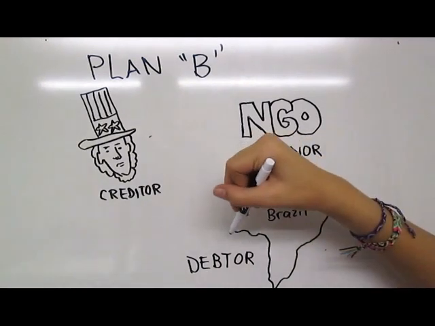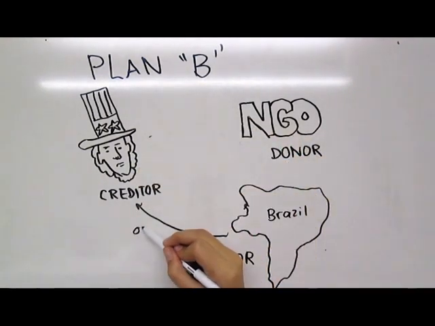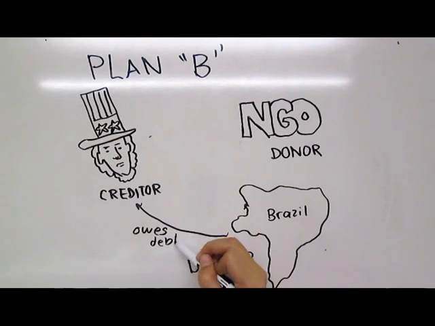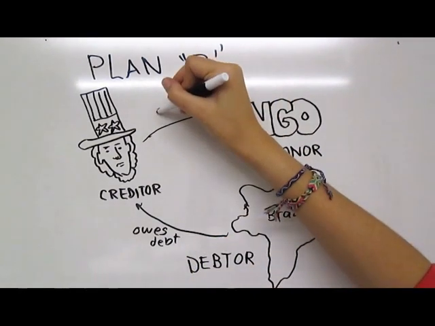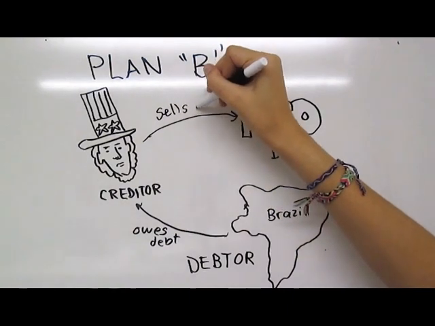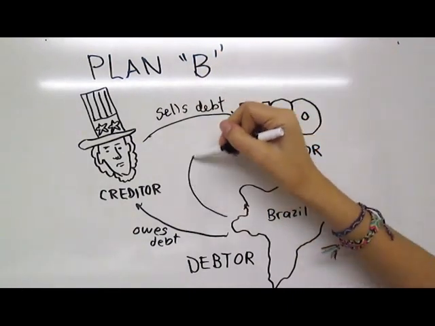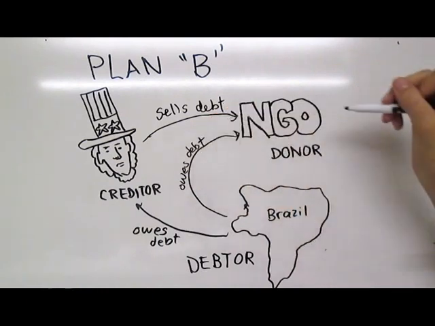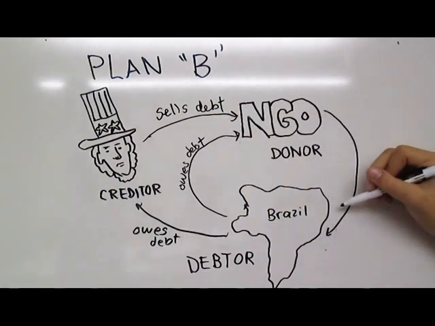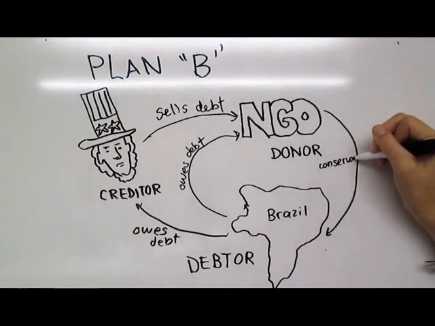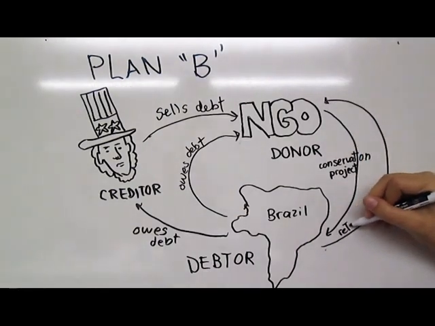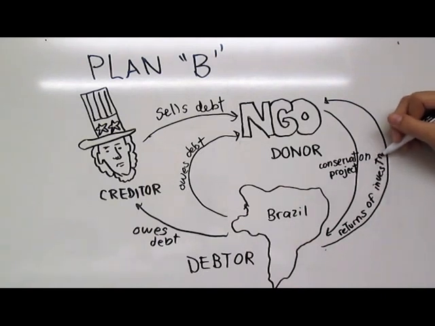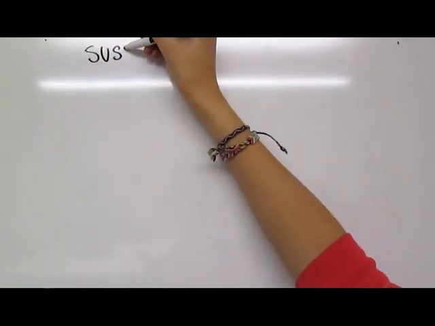The debtor owes the creditor an amount of money called external debt. However, the debtor cannot afford to pay this amount. The creditor knows that he will not get his money back, so he sells the debt to an NGO for a small part of its value. Now, the debtor owes the NGO. The NGO goes to the debtor country and establishes a nature conservation program. In exchange, the NGO gets returns of investment from tourists, scientists, and anthropologists who visit the natural reserve.